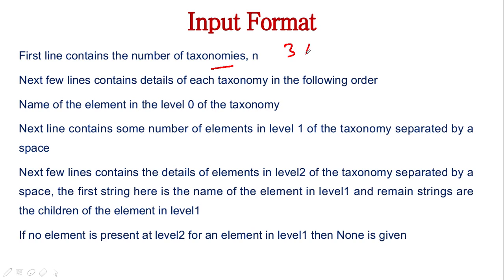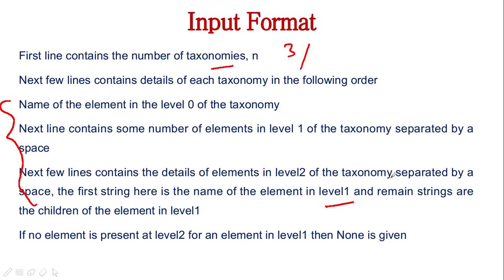So if there are totally 3 taxonomies, then these things will be repeated for all the taxonomies. The first input for that particular taxonomy is the level 0 name, and then the next one contains some number of elements in level 1 of the taxonomy, separated by space. The next few lines contain details of elements of level 2, and you will see that the first string here is the name of the element in level 1.